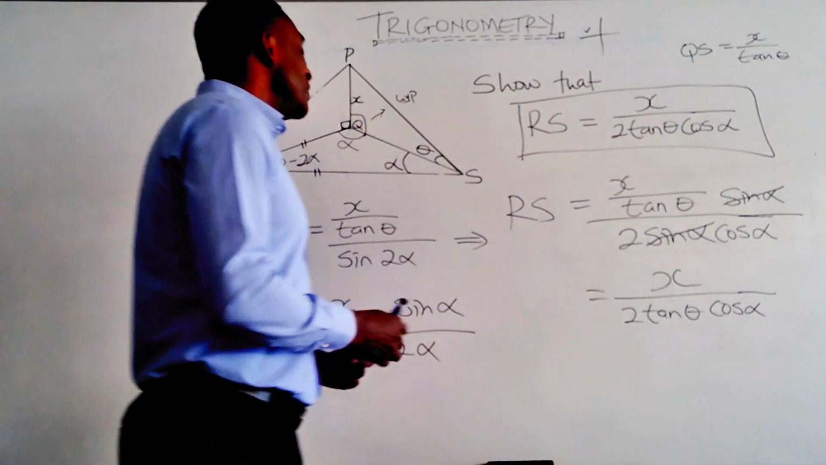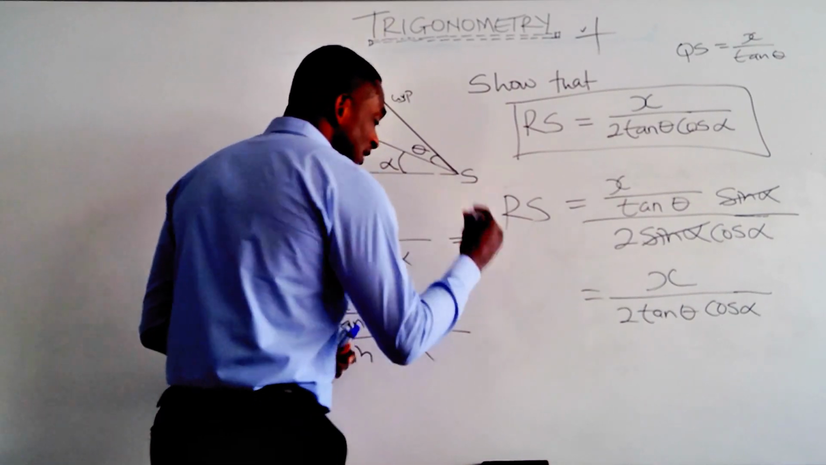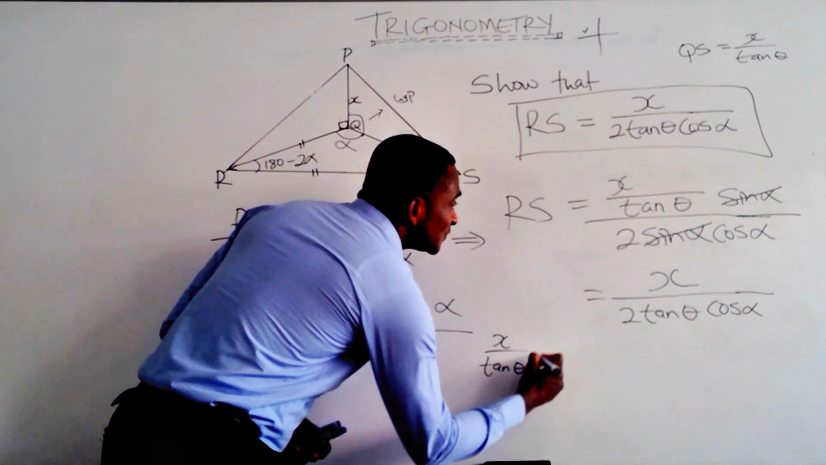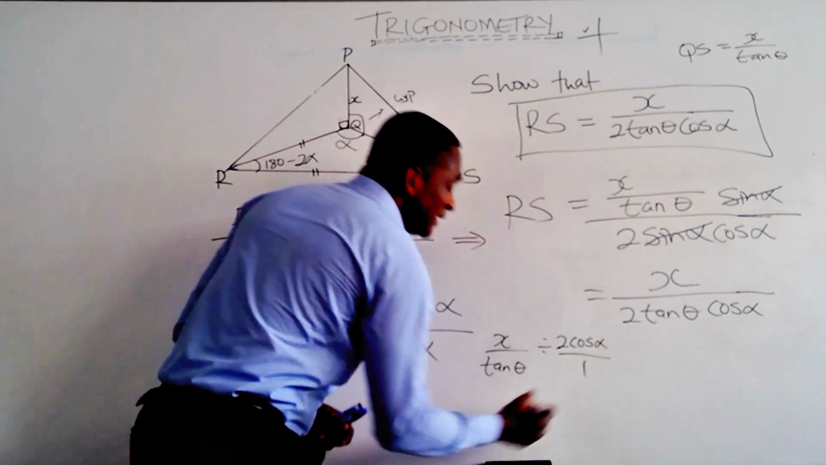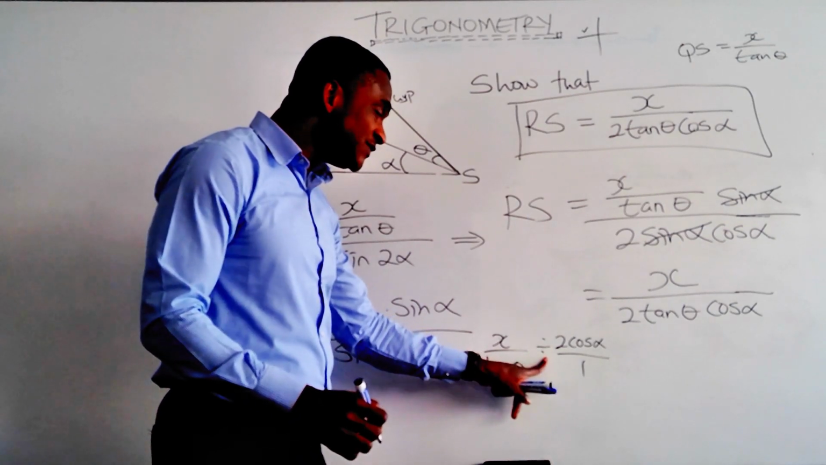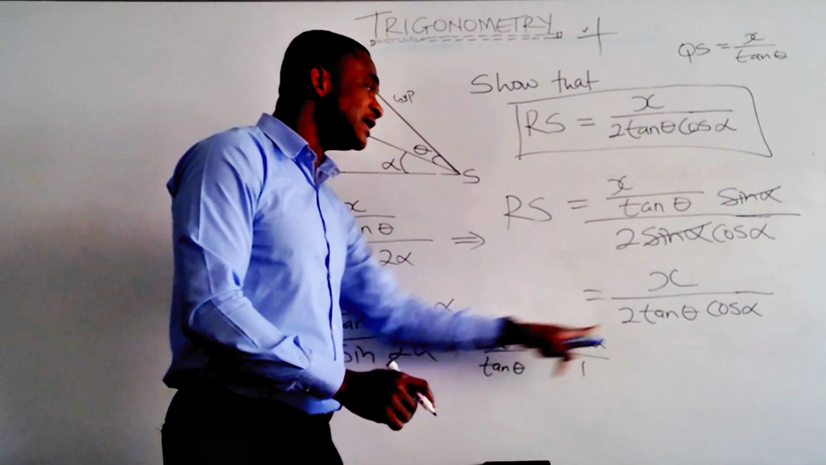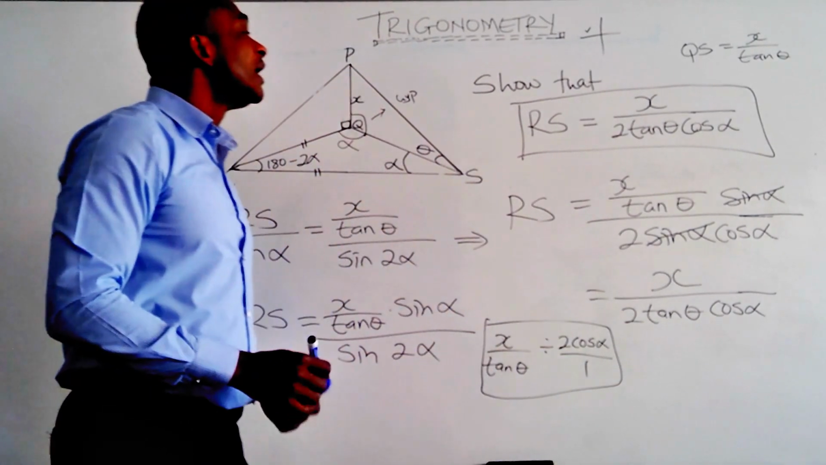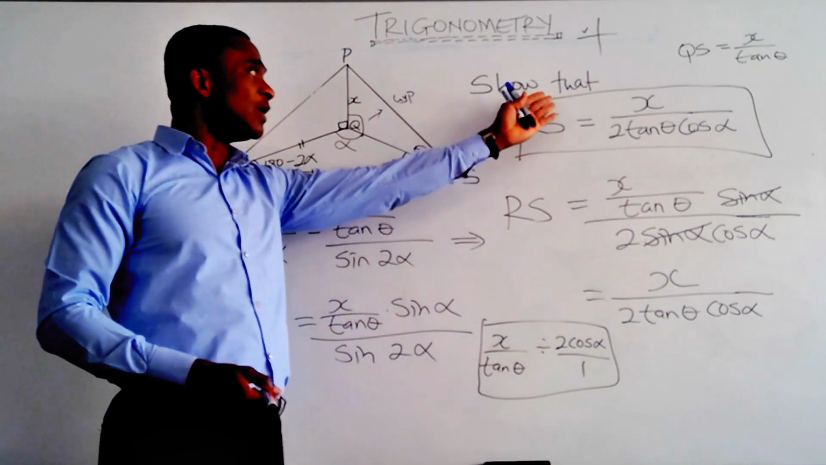If you don't remember your division, please revise. Remember that this can be x over tan theta divided by 2 cos alpha over 1. When you change this division to multiplication, 2 cos alpha comes below, and that will give us that. So remember, this is the approach, and that has given us what we have.